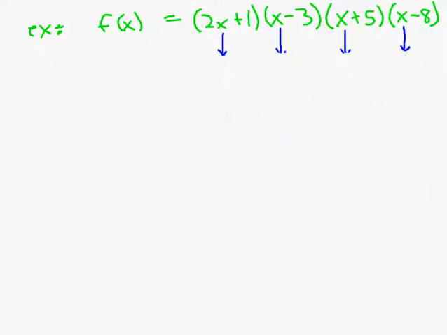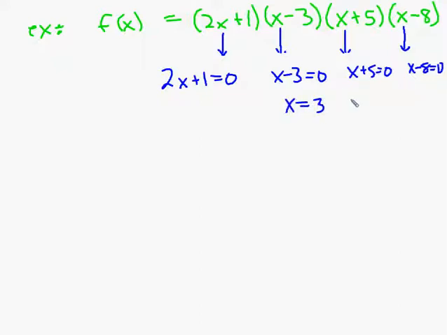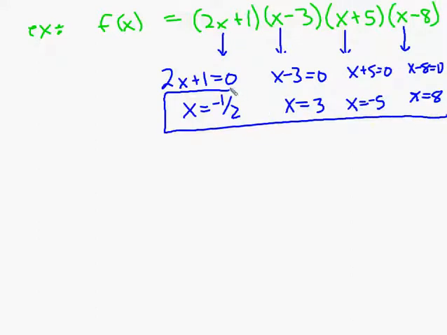If I want to find the roots, I'm going to say, well, this 2x + 1, that's going to equal 0. This x - 3, that's going to equal 0. x + 5, that's going to equal 0. And the x - 8, that's going to equal 0. And then I solve each one of those. x is 3, x is negative 5, and x is 8. And then I have to solve this one. x is also negative 1/2. And all of those would be my answers. So it's like what we did in the last chapter with the quadratics when we solve, except instead of just having 2 answers, we might have 4 or 5 of them.